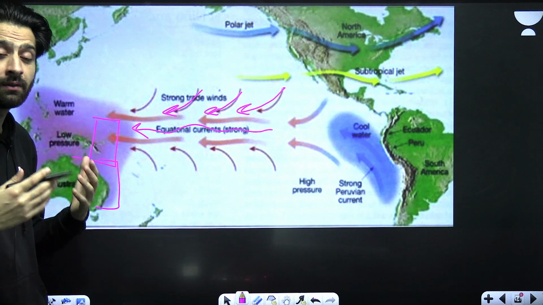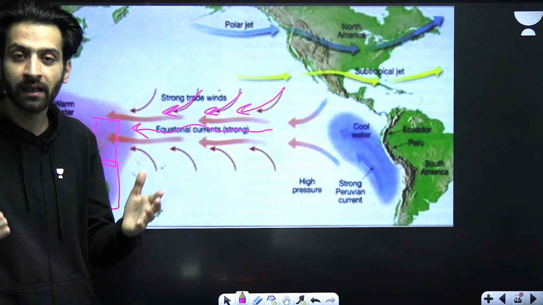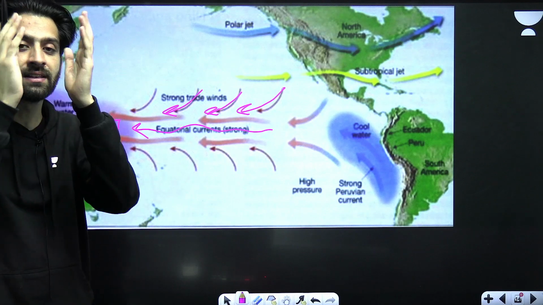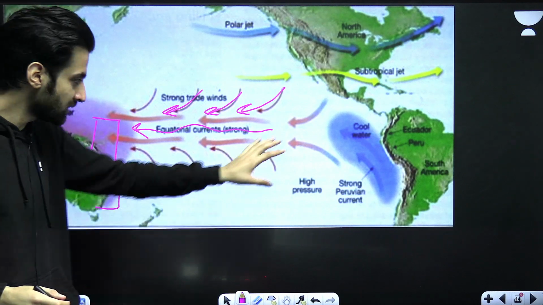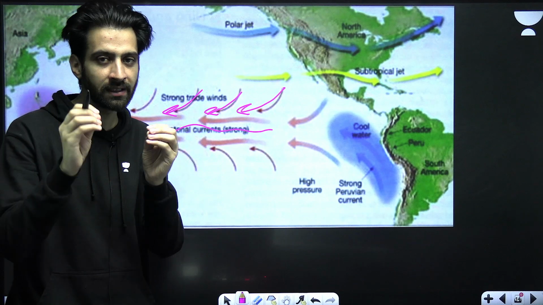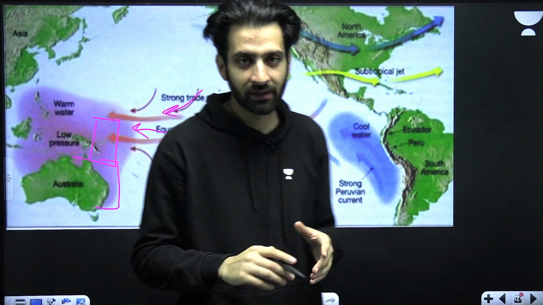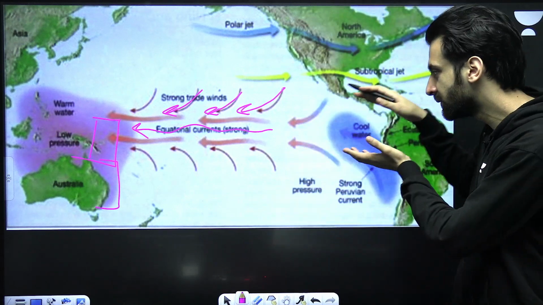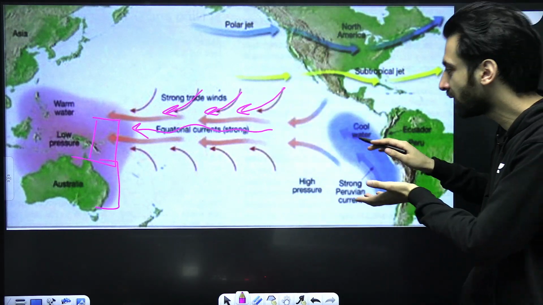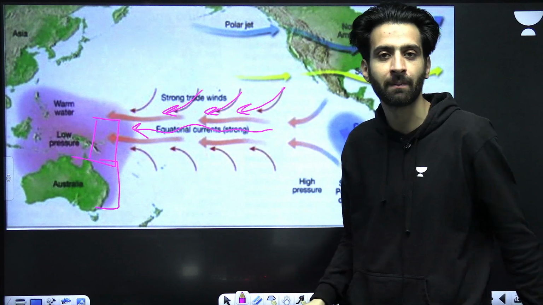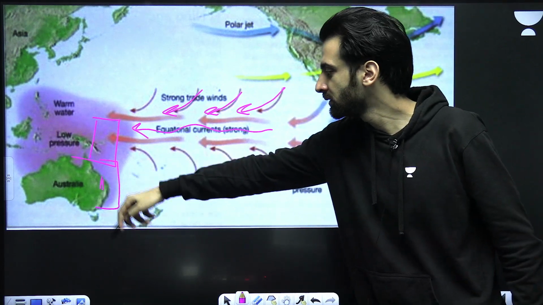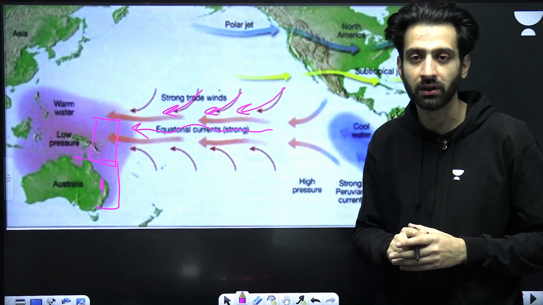It will rise eventually, because the warm water will make the surrounding air warm as well. When the air rises, there will be rainfall around this region. This is the normal condition. Just one thing at a time. During the normal conditions, the winds will drive the warm water away towards the Australian coast, east Australia, near this region. This is the normal condition.